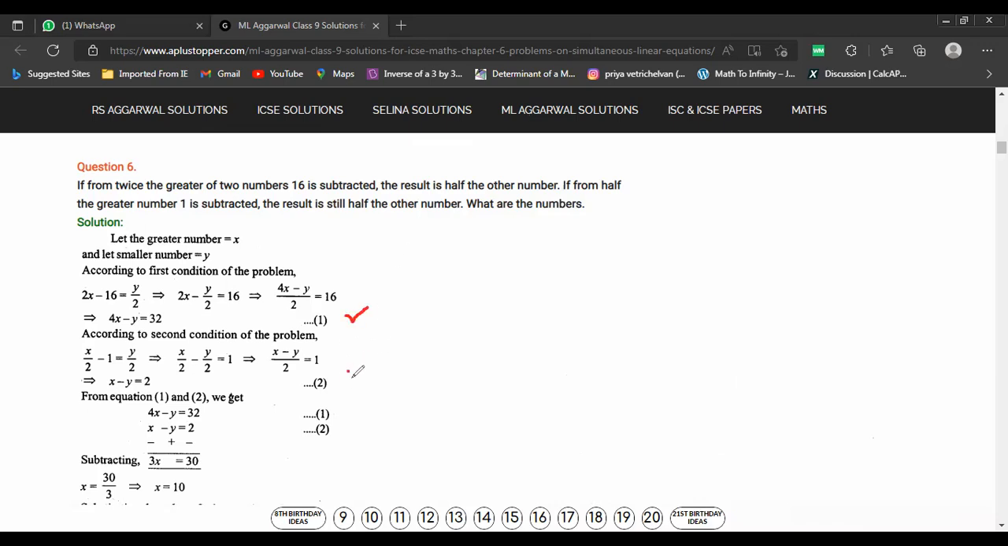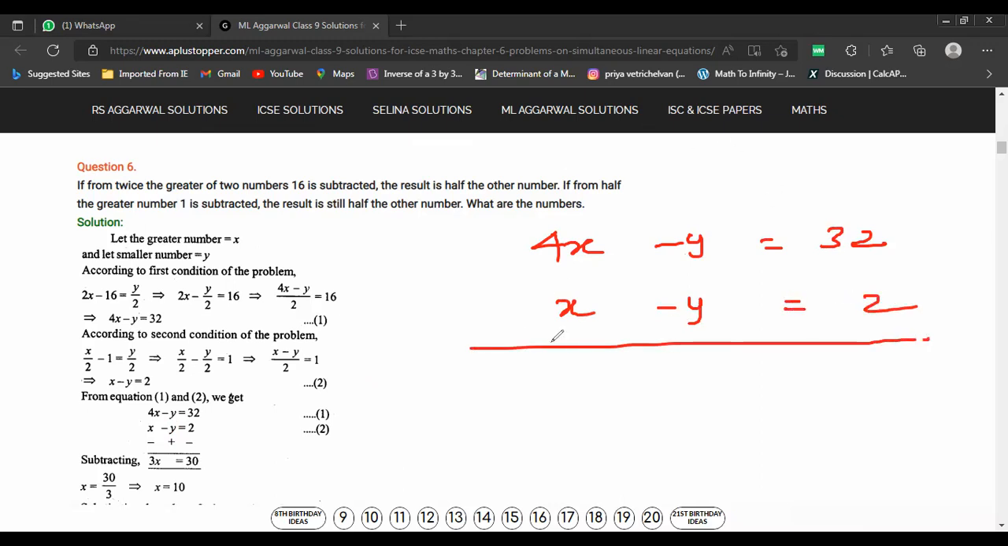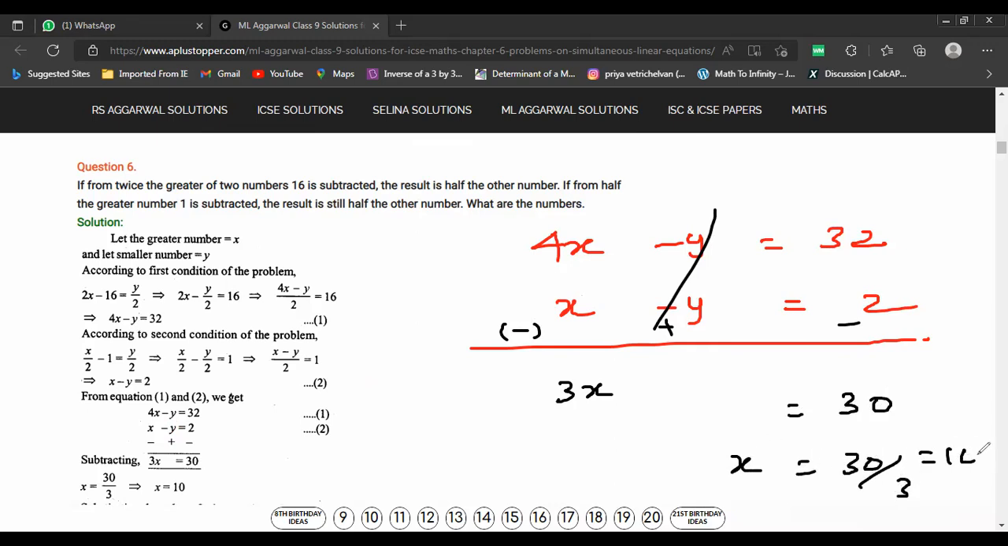So you have equation 1 and equation 2. You can subtract both the equations because you have minus y and minus y here. Let me write it here separately. It's 4x minus y is equal to 32 and x minus y equal to 2. So you just have to change the sign for the subtraction process. The plus x will become minus x, the minus y will become plus y, the 2 will become minus 2. So 4x minus x would be 3x, plus y and minus y will cancel out each other. 32 minus 2 will be 30. So x is equal to 30 upon 3, which is 10.